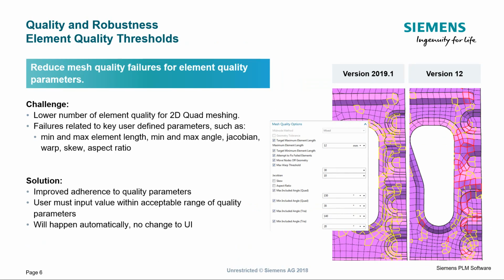Here you can see how we've improved the element quality. On the right you can see elements that are colored red that violate element quality thresholds, and on the left those elements in yellow that only have exceeded the warning thresholds. You can see how the element quality has been improved in the new release.